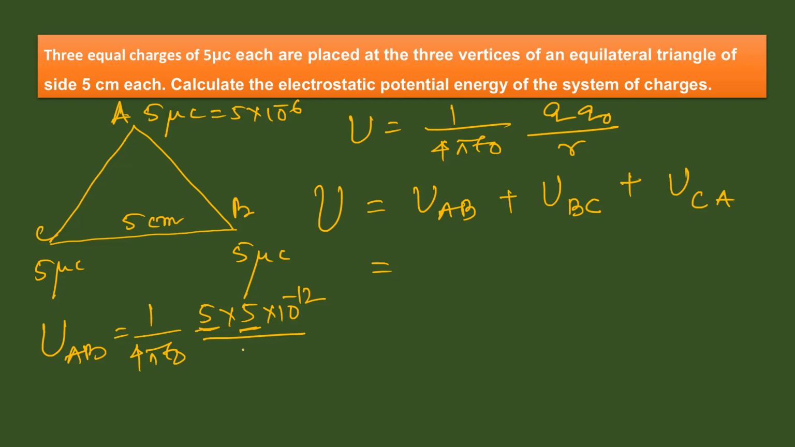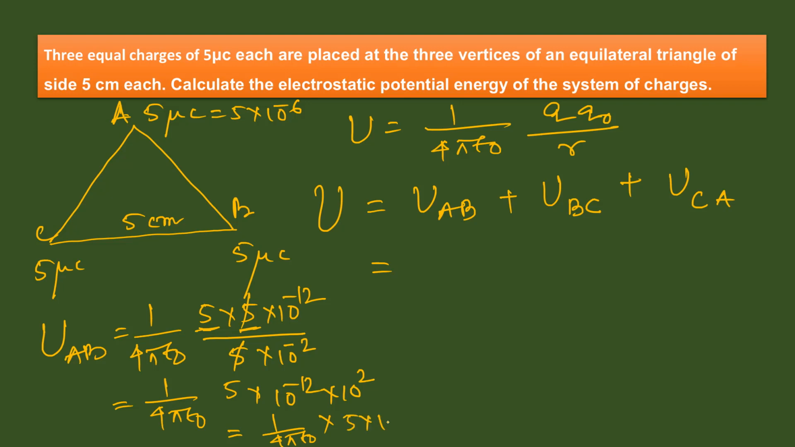Divided by the separated distance, that is how much? 5 centimeter is there. So it is 5 into 10 to the power of minus 2. So one 5 is getting eliminated, right? And this is 1 by 4 pi epsilon naught. I will do nothing in this case. That 1 by 4 pi epsilon naught will be like that. 5. This 10 to the power minus 2, which is in the denominator, will go up and become 10 to the power plus 2. So it is 10 to the power minus 12 into 10 to the power plus 2. The final expression I'm getting is 1 by 4 pi epsilon naught into 5 into 10 to the power of minus 10 joule.